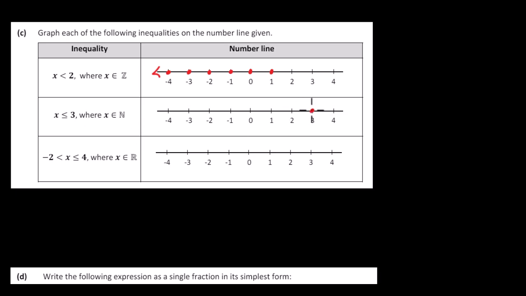So we're going to include 3, we're going to include 2, we're going to include 1, but because it's a natural number, we don't go any further. 0 is not a natural number, so that's where we finish. Last one then, we've got x is real.